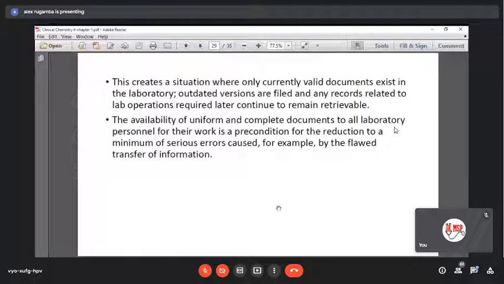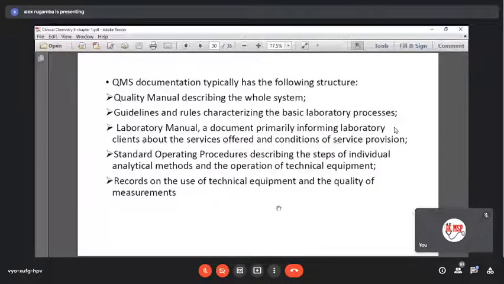Retrievable. So you have to avail the uniform, all the things. Good quality management documentation typically has the following structure, like the quality manual described. In the lab there are many documents. For example, the main one is the quality manual. It's the manual which will describe the quality of a laboratory, what is being done.